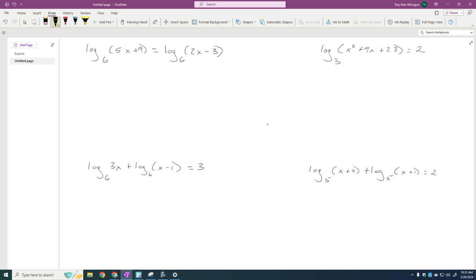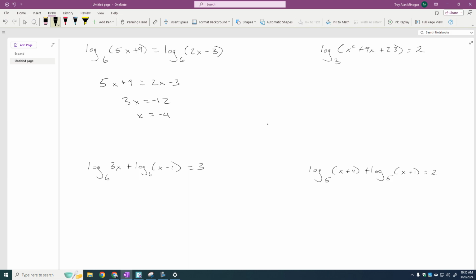Okay, the bases are the same, the logs are the same, so what's inside has to be the same. And I just drop the logs and I set them equal. Do my solving, divide, and you should get -4.